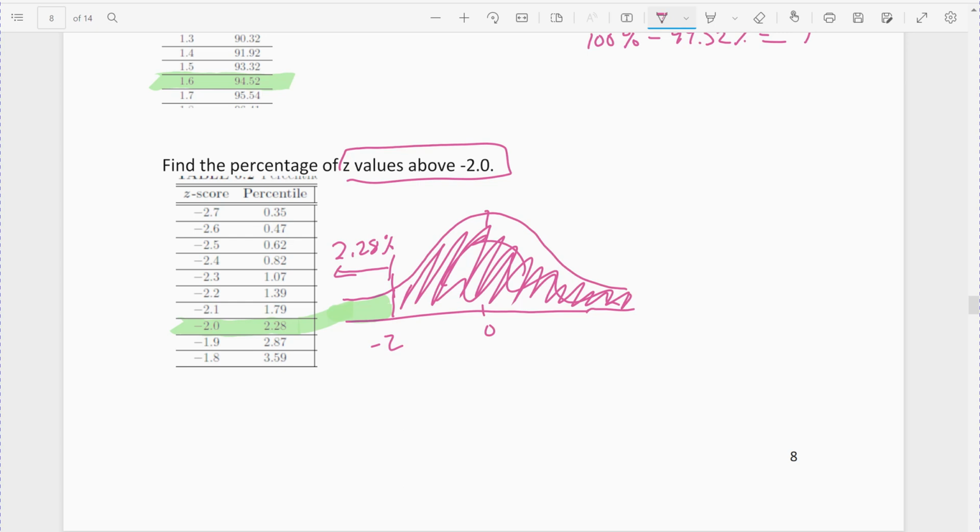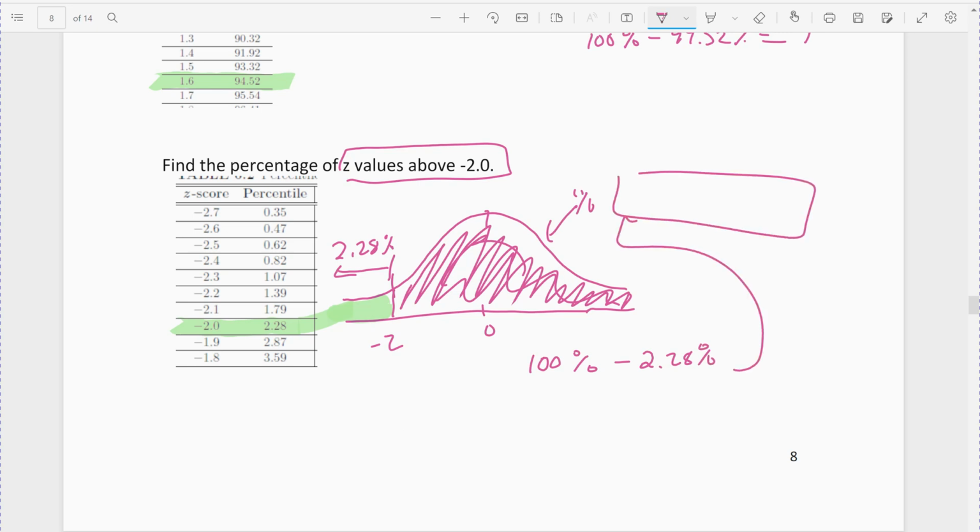Alright, and so in order to find the percent I want, if I'm looking for above, which means to the right, I have to take 100% minus the percent given to me in the table, which is 2.28. And what's left over is the percent I'm looking for, which again should be the majority of it, and it is 97.72% of the scores will land above -0.2. Alright, -0.2, which again, above subtracting 2 standard deviations. That's what that means.